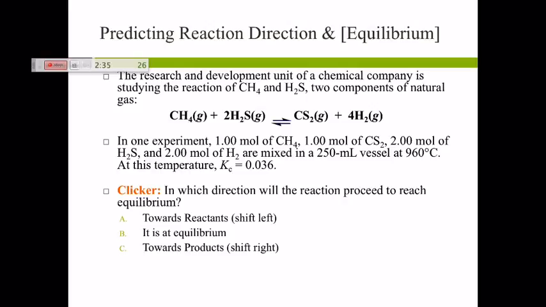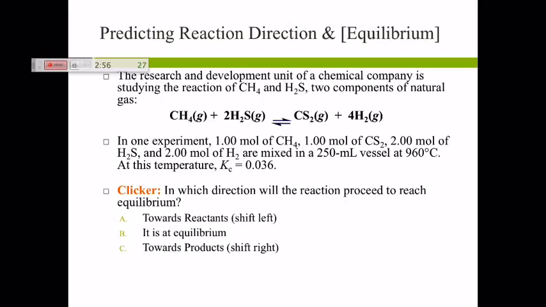Thomas? We need to find Q. Can we find Q with moles? Can we use that equilibrium expression with moles? No, not at all. Anytime we use Q or K, it has to be concentration, which is moles per liter.